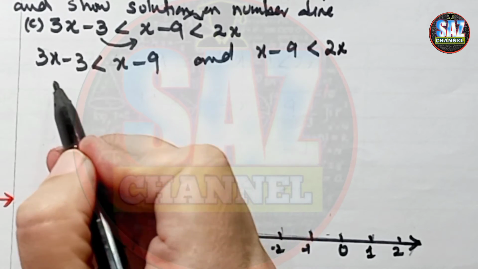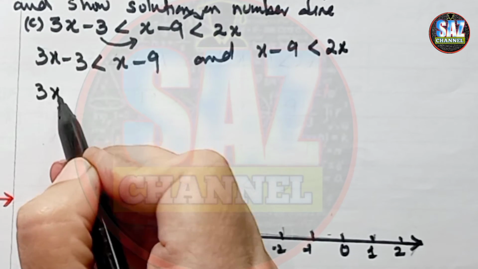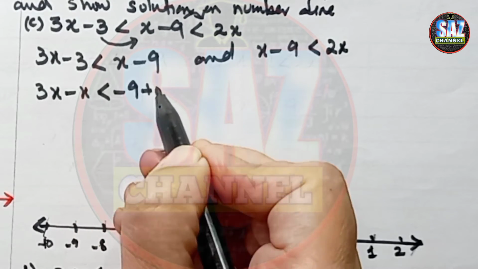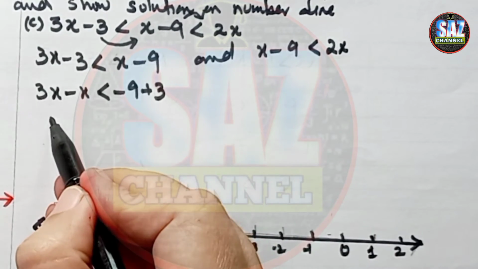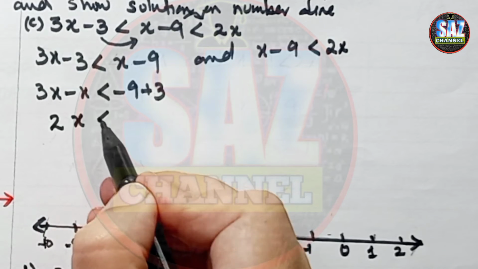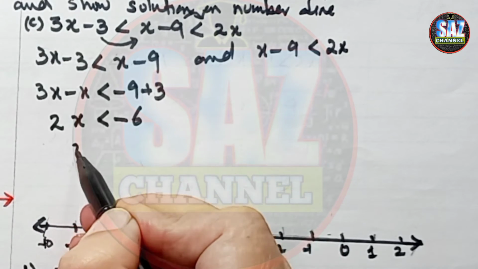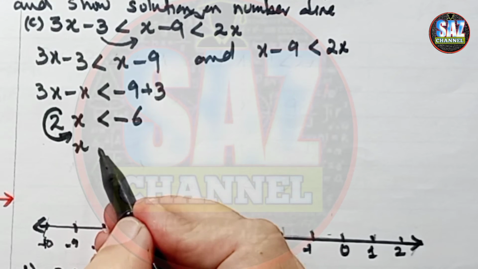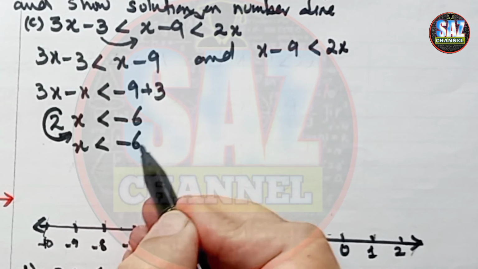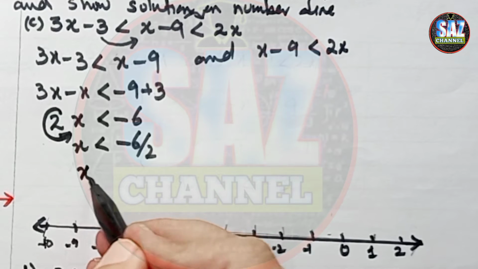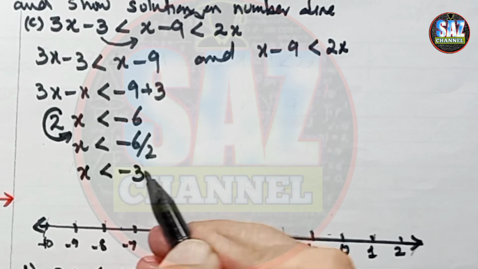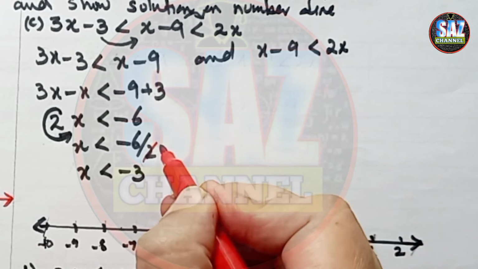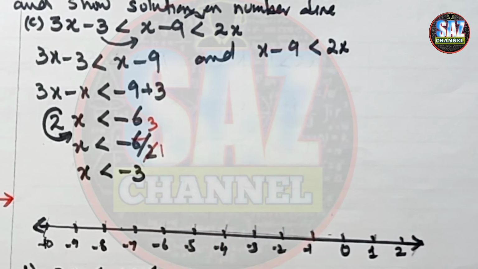Shift like terms on the same side. 3x minus x is less than minus 9 plus 3. This will give me 2x is less than minus 6, and this 2 is multiplied with x, so shifted to the other side, minus 6 upon 2, and x is less than minus 3. You should have command on the tables and the integer rules.